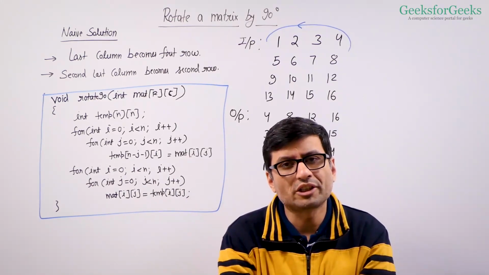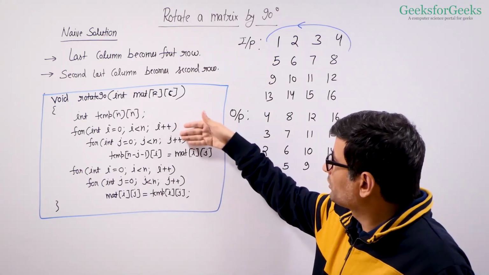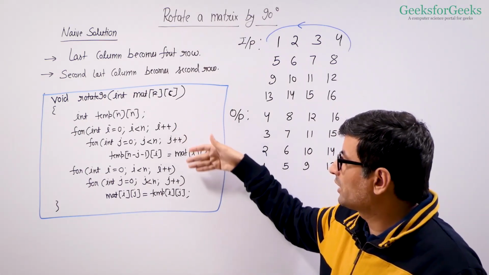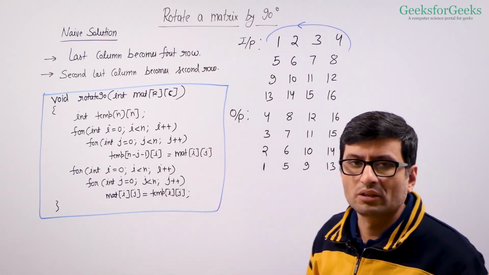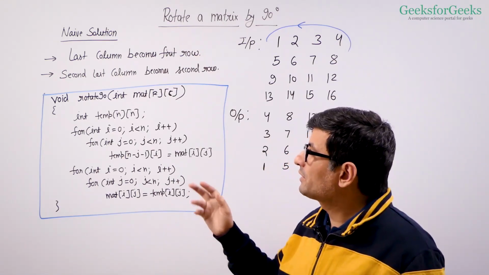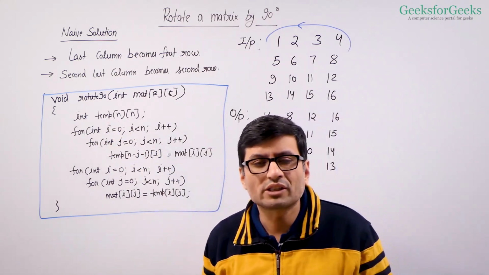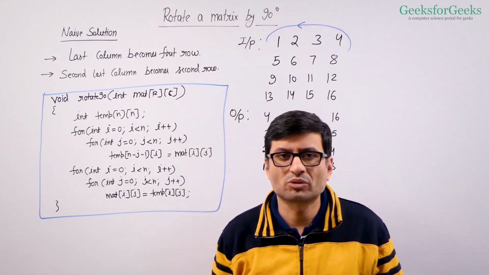Let's now talk about the time complexity of the solution. It simply has 2 loops here, so theta n square, then 2 loops here again, theta n square. So the overall time complexity is theta n square. Auxiliary space, it requires an auxiliary array of size n cross n. So it requires theta n square auxiliary space as well.